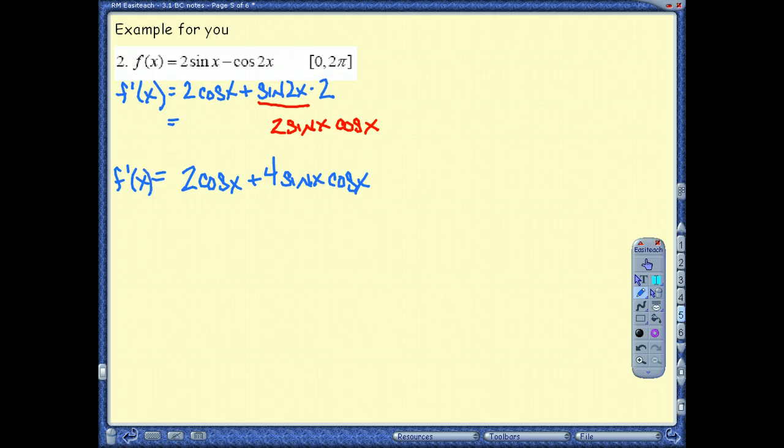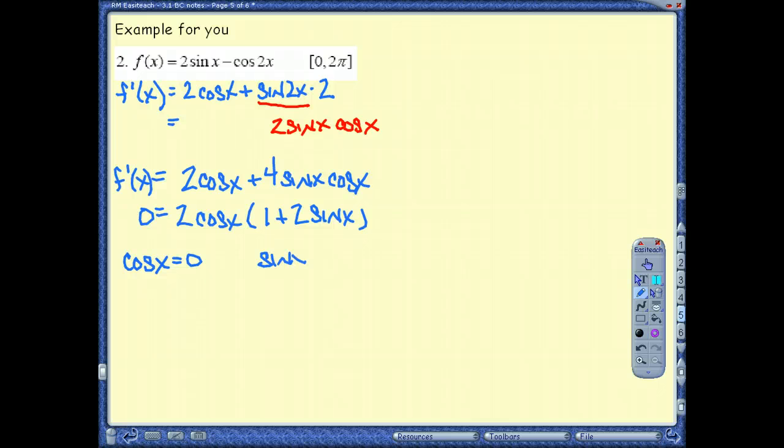When I go to set this equal to 0, I am going to factor out what they have in common, which is a 2 cosine of x. I end up with 1 plus 2 sine of x inside. I'll want to set each one of those factors equal to 0. So I'm looking for where cosine of x equals 0. I'm looking for where sine of x equals negative 1/2.